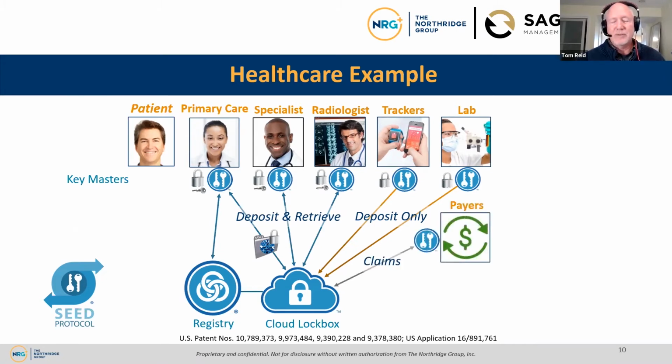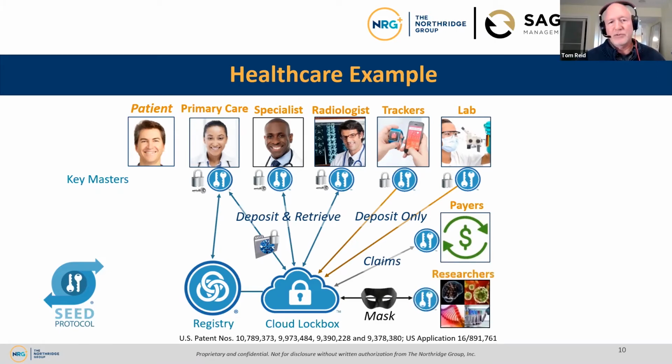Payers need data, but they don't need all the data, just the claims-oriented data. And then researchers, we want them to be able to get the data too. As patients, we all want that, but we want our identity masked to protect our privacy. And then the ultimate of this is to give the patient control over that data so that they can have both access and consent of that data.